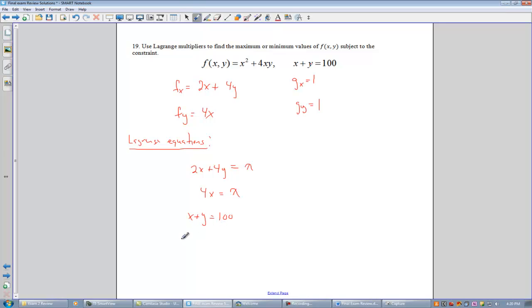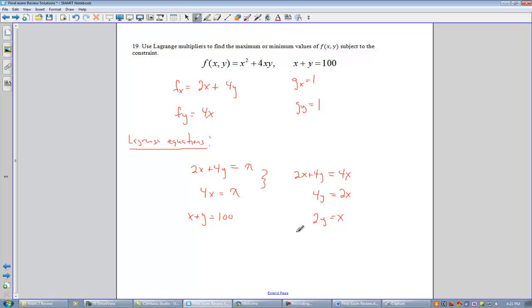There are lots of ways to do this. Maybe the simplest way is, since these two things are equal to the same thing, let's combine them. So this tells us that we can say 2x plus 4y is also equal to 4x. And so then we can move over the 2x, right? So you get 4y equal to 2x if you subtract 2x from both sides. Then let's divide both sides by 2.